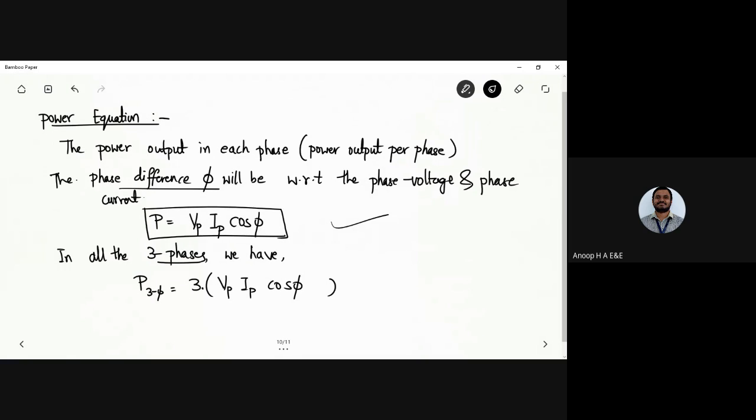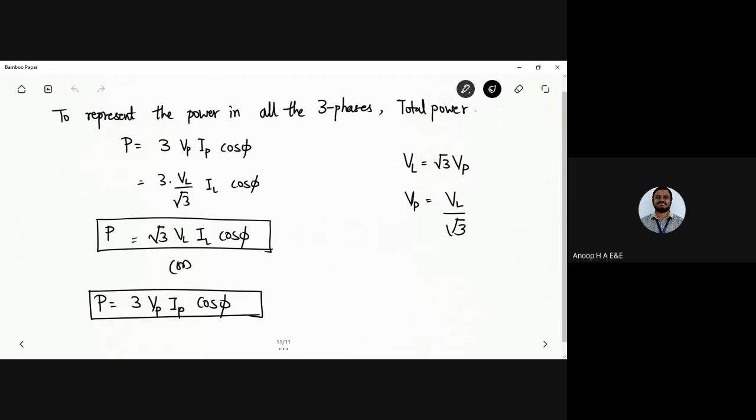Now I have the power equation for one single phase. Next for three phases, that is 3 into Vp into Ip into cos phi. Next we have the representation in terms of line voltage and line current, giving the power in all the three phases. This is a small derivation that we have.